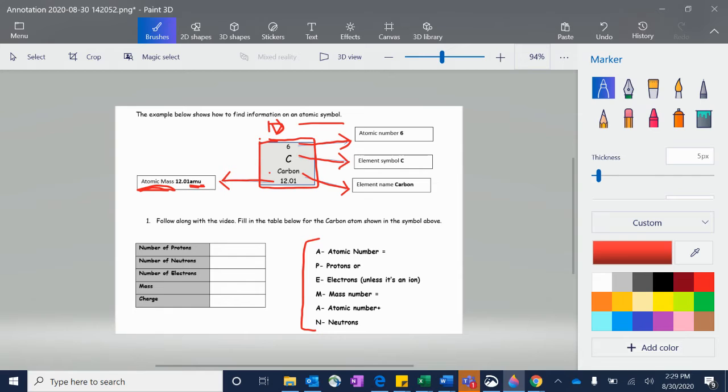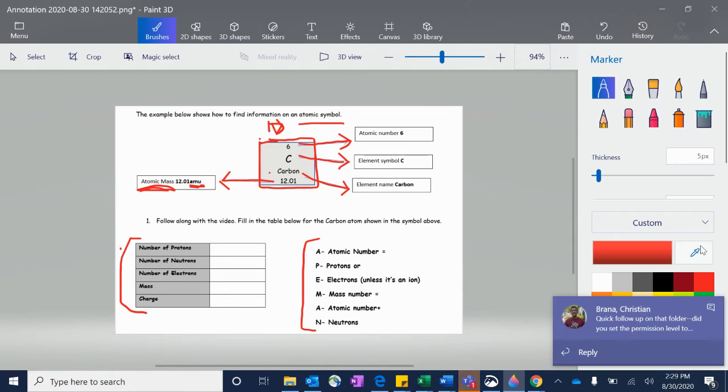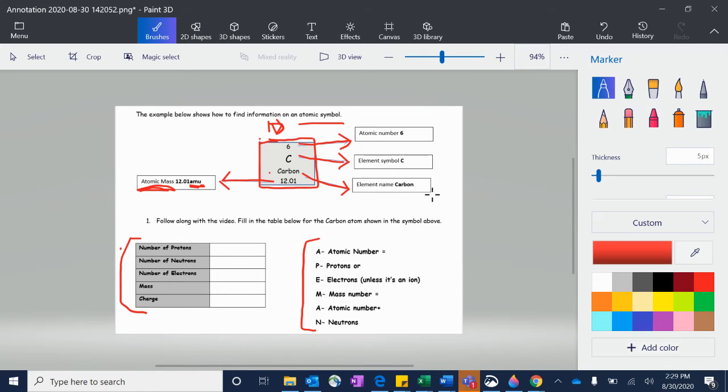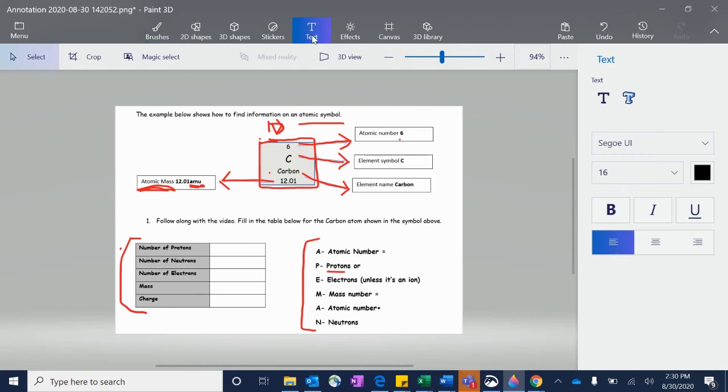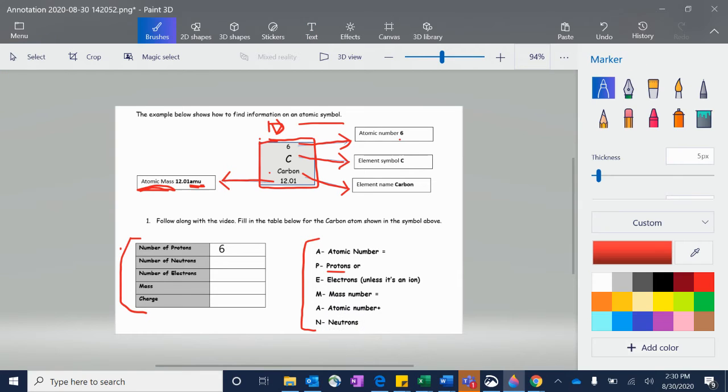All right, now let's use APEMAN to get some of this info that we want to know about this element. First of all, number of protons. If we look at the first part, APE, atomic number equals protons or electrons. So protons are going to be equal to the atomic number 6. I'm actually going to switch over to text because it's a lot easier to fill in the table that way than trying to write. So we got 6 protons. Neutrons. That's going to be equal to something called the mass number.